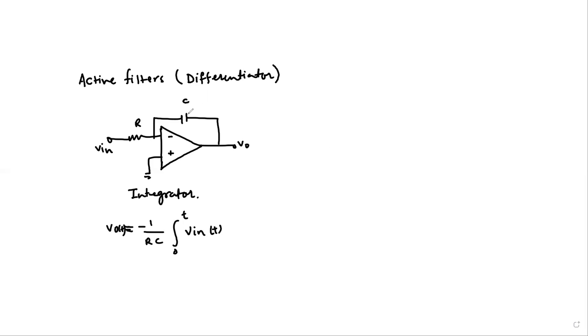Now what we do is swap the positions of the capacitor and the resistor in the circuit to obtain this new form of circuit. So we have this capacitor here, and in the feedback, we apply a resistor. And we again have the same notation, Vin of t.